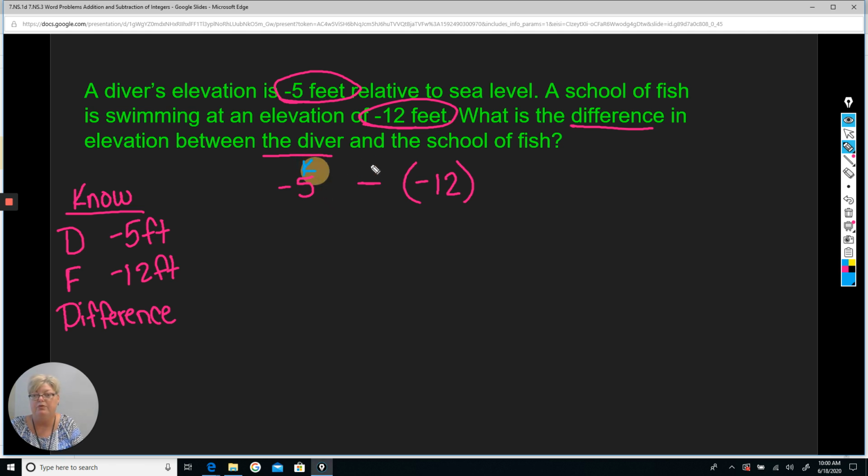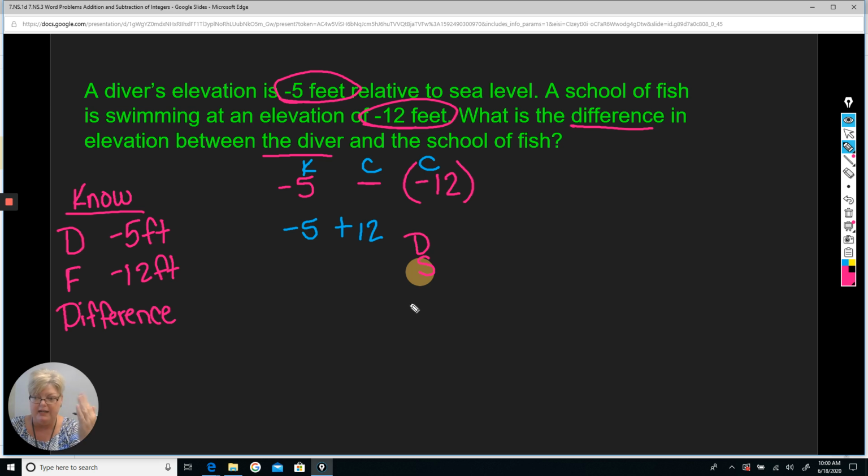So we're going to use the rule keep, change, change. I'm going to keep the first term. I'm going to change subtraction to addition. And I'm going to change this -12 to a +12. And now we have an addition problem. Remember the rule for an addition problem: if the terms have the same sign, we add. If they have different signs, we subtract. These two terms have different signs, so we're going to subtract.